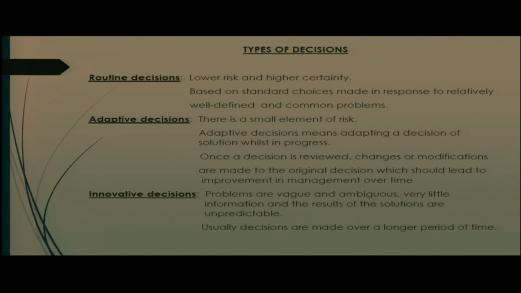Routine decisions: lower risk and higher certainty, based on standard choices made in response to relatively well-defined and common problems. Adaptive decisions: there is a small element of risk. Adaptive decisions means adapting a decision or solution whilst in progress. Once a decision is reviewed, changes or modifications are made to the original decision, which should lead to improvement in the management over time. Innovative decisions: problems are vague, there is very little information, and the results of the solutions are unpredictable. Usually, decisions are made over a longer period of time.